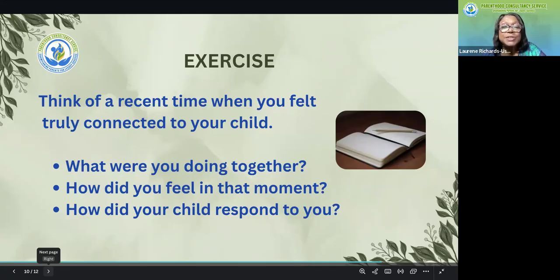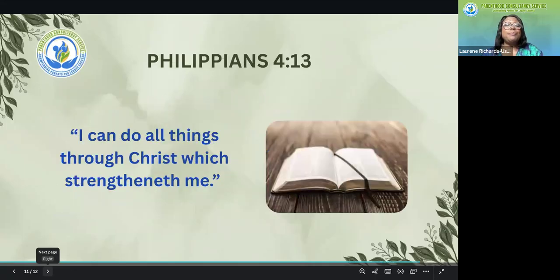I want to leave this exercise with you this week. Think of a recent time when you felt truly connected to your child. What were you doing together? Just think about that. Write it, journal it. How did you feel in that moment? Write it in your journal. How did your child respond to you? Write those things down. And then when you go back to read it, that will help you to either do better or to do more.